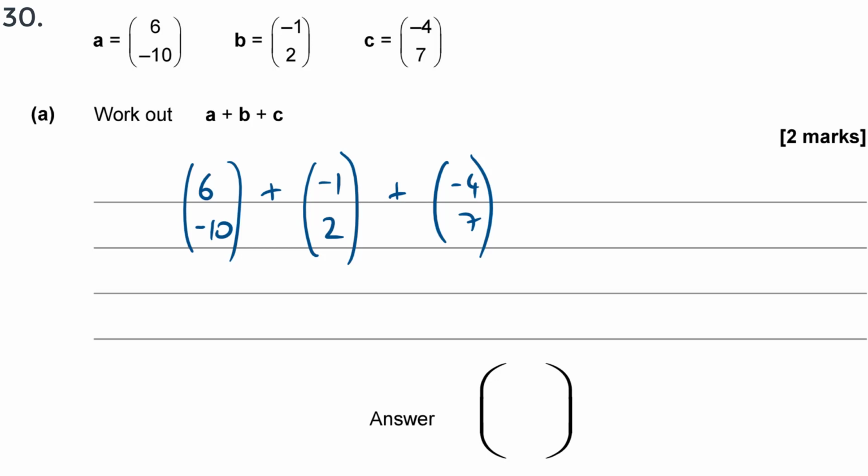So when I add column vectors like this, I'm going to be adding the x components together. Those three are going to get added together, and I'm going to add the y components together, the minus 10, the 2, and the 7. Okay, so what does that give me then? 6 plus negative 1 is 5, plus negative 4 is 1. And negative 10 plus 2 is negative 8, plus 7 is negative 1. So that's going to give me 1, negative 1.